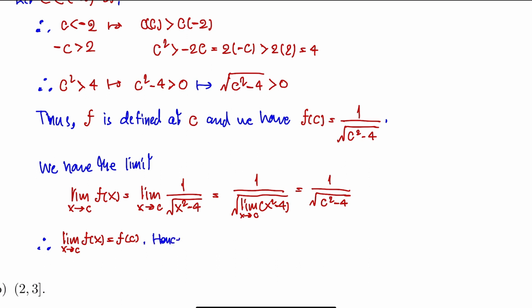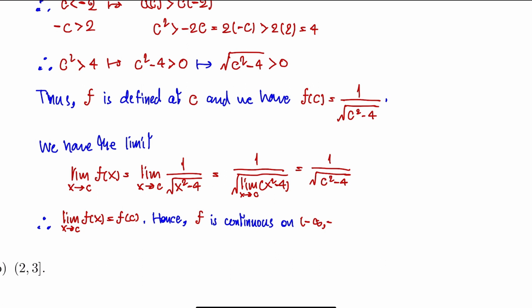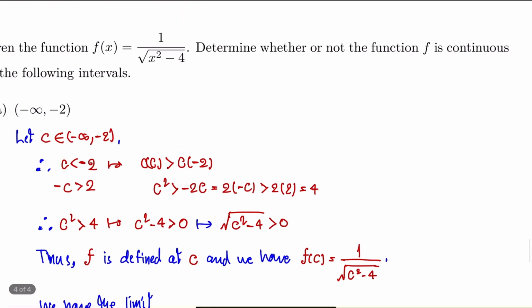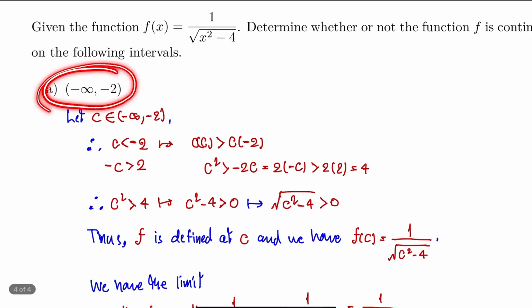Hence, we have shown that the function f is continuous on this interval, from minus infinity to minus 2. Okay, great. That's what we have. So we have shown that this function f, which is 1 over square root of x squared minus 4, is continuous on this open interval from minus infinity to minus 2.